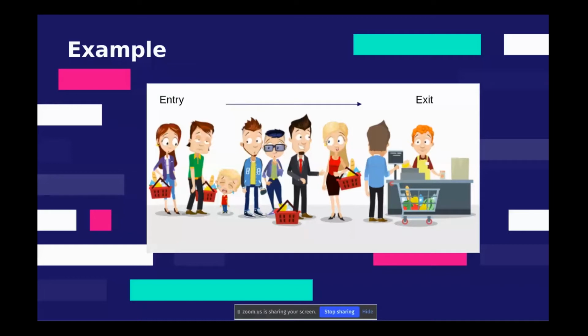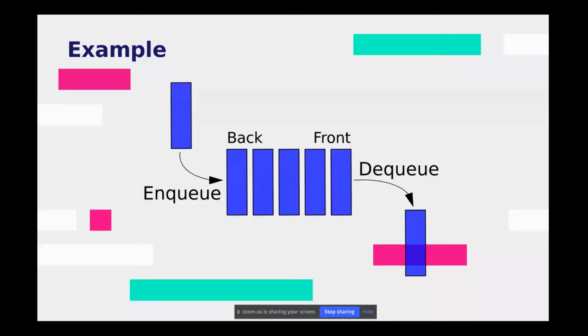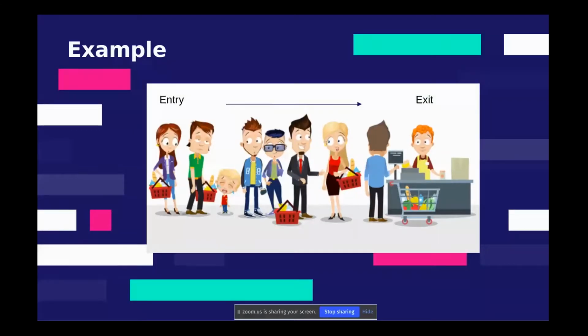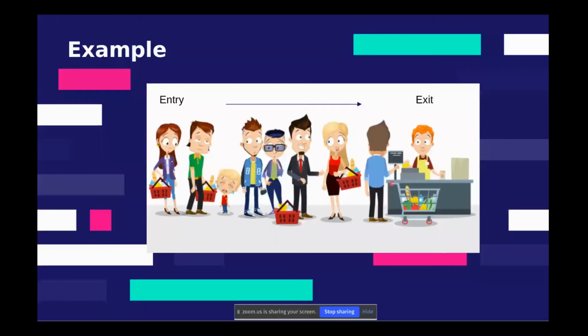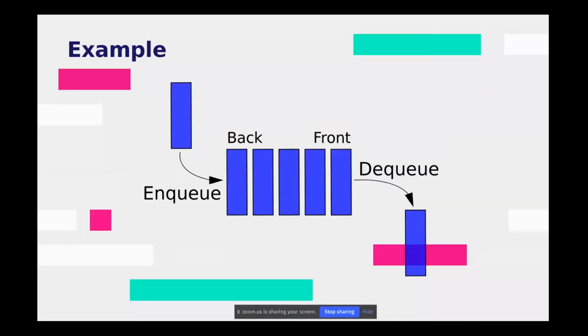Okay, we'll move on to a more programming-oriented example. Let's see this. If you look here, we have rectangular blocks. The central part is a queue. As you can see, it has a back. In the previous example, it was the entry point. And it has a front. In the previous example, it was the exit, where people pay and exit. So a queue has a back and a front.